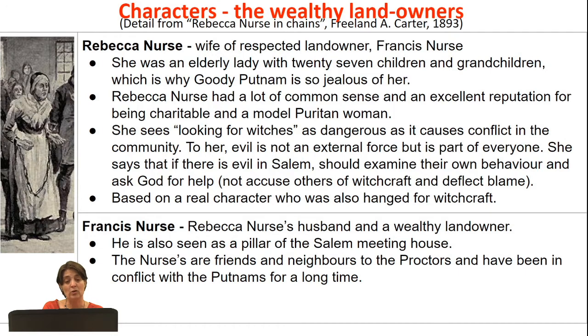She is based on a real character who was also hanged for witchcraft. So if you go to the village of Salem today, you can actually see her tombstone in the graveyard. Francis Nurse was her husband, wealthy landowner, a pillar of the Salem meeting house. And the Nurses are friends and neighbors to the Proctors, and they've been in conflict with the Putnams for a very long time. So you can see why the Putnams were behind the accusations of witchcraft that were made against the Nurses.